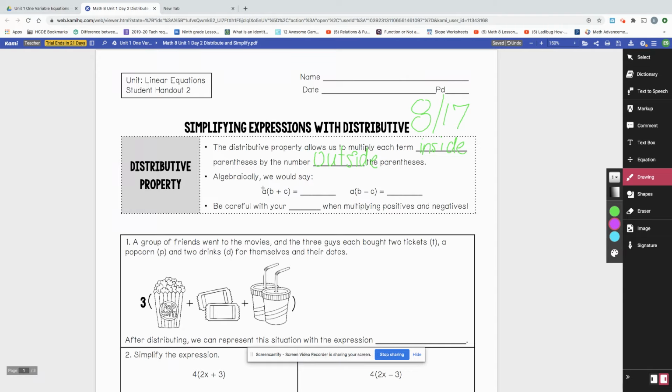Algebraically, we would say A times the sum of B and C is equal to A times B plus A times C. Over here, we have A times the difference of B and C. So that would be A times B, or AB, minus A times C, or AC. Be careful with your positive and negative signs when multiplying positives and negatives.